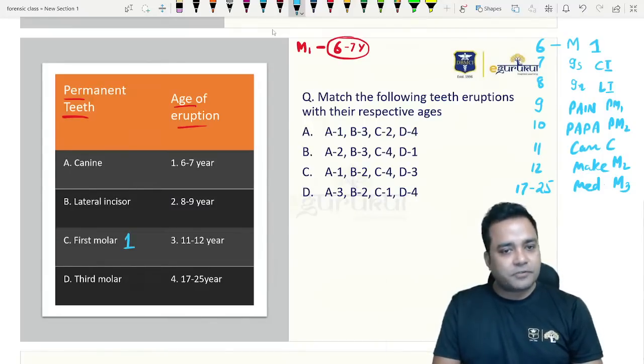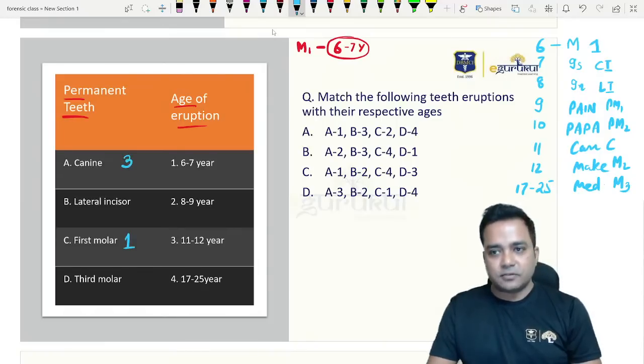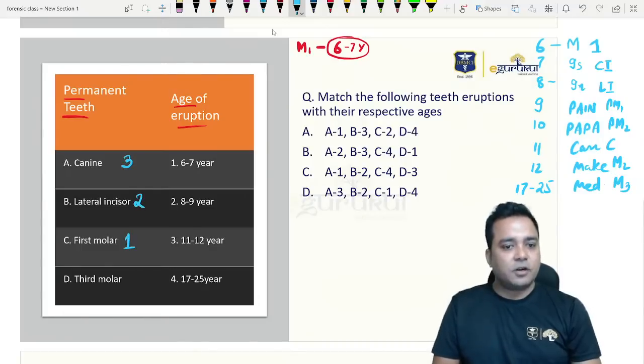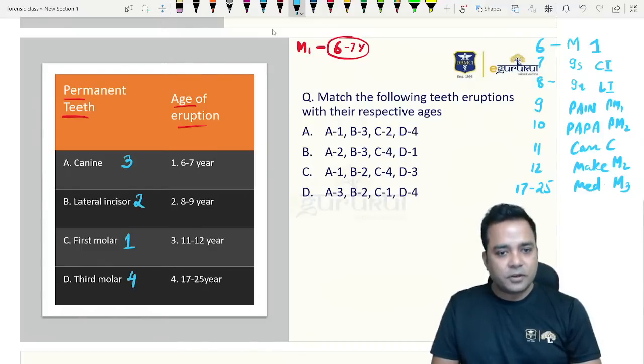First molar 6 to 7 years, then canines roughly 11 years, 11 to 12. I can put number 3 over here. Lateral incisors I know about 8 years, so I can put number 2 over here. Third molars 17 to 25. So 3214 is my correct answer. Option D goes as my correct answer.